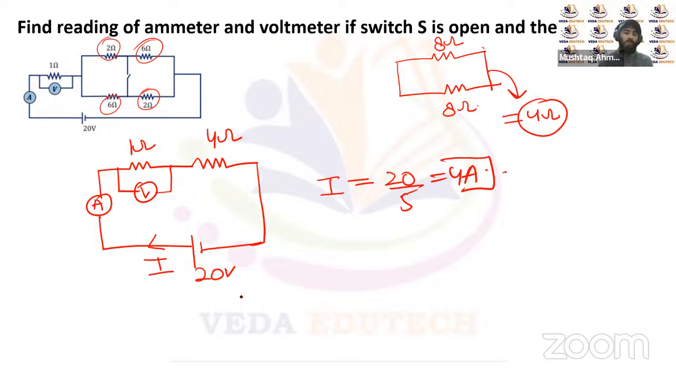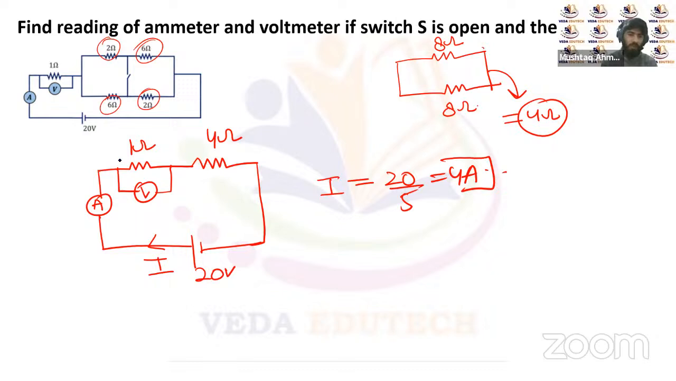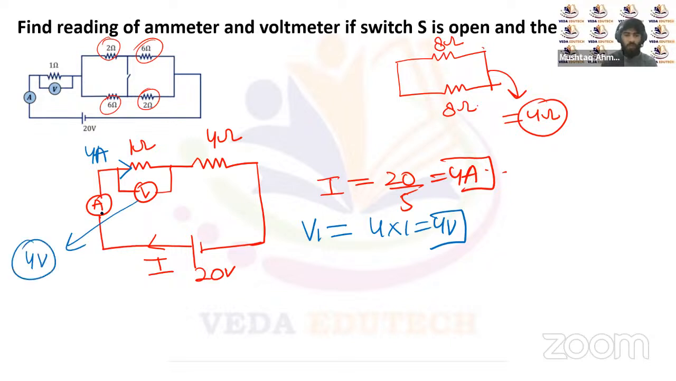If 4 ampere is the current flowing through this circuit, the same 4 ampere current will be flowing through this 1 ohm resistor as well. It means the potential drop across this 1 ohm resistor, let's call that V1, will be 4 into 1, that's equal to 4 volts. It means that 4 volts of potential difference will be measured by this voltmeter, right? It will measure a potential difference of 4 volts, and this ammeter is going to measure the current of 4 amperes, right? So that's when the switch is open, right?